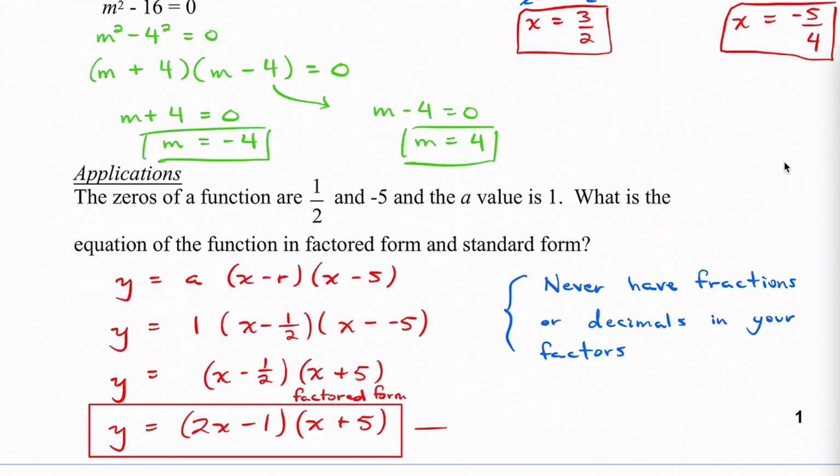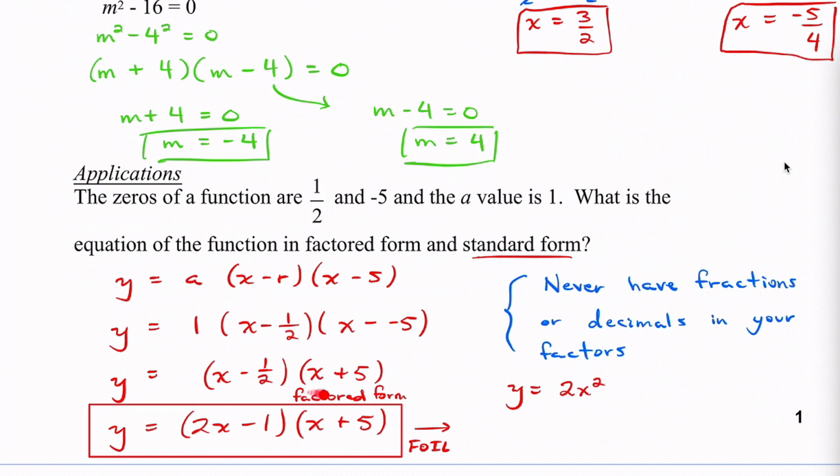In order to get to our next answer, to find our standard form, we need to FOIL this out. So we just need to multiply it all out. So let's do that here. So we have y equals, so we're going to have 2x times x, that's 2x squared.